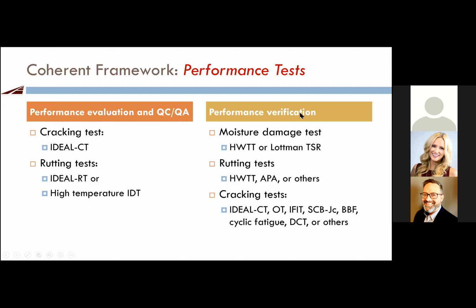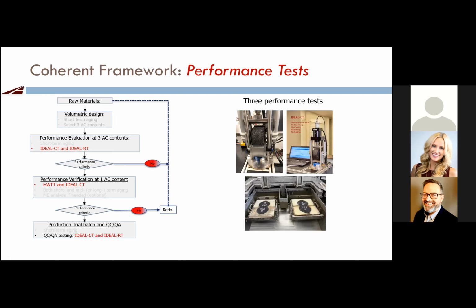And for the performance verification, for the moisture damage, you can choose either Hamburg or TSR. And for the rutting test, again, you can choose Hamburg, APA, or any other test you prefer. For cracking test, again, you can choose any test: ideal CT, OT, IFIT, SCB-JC, or bending beam fatigue, cyclic fatigue, DCT, or any other test. But again, for our recommendation, this paper or this presentation, we focus on 3 tests.